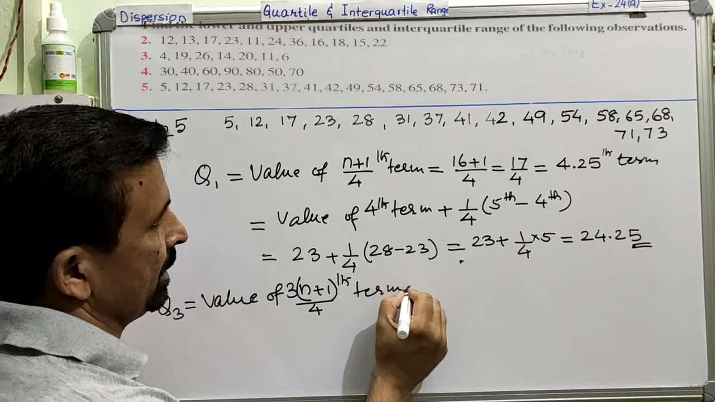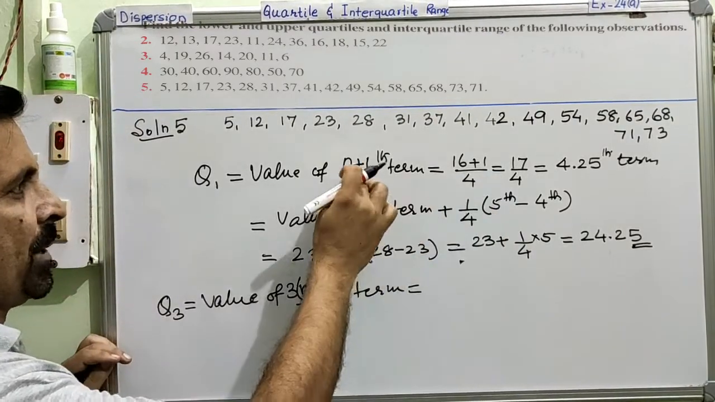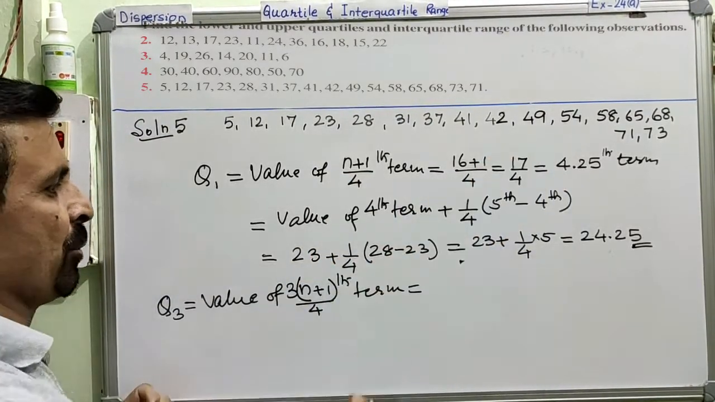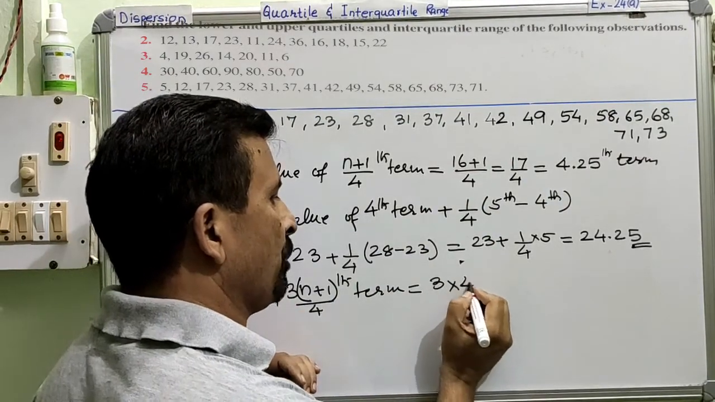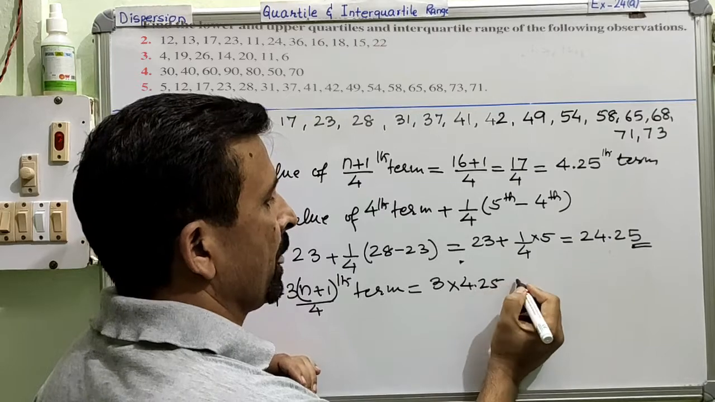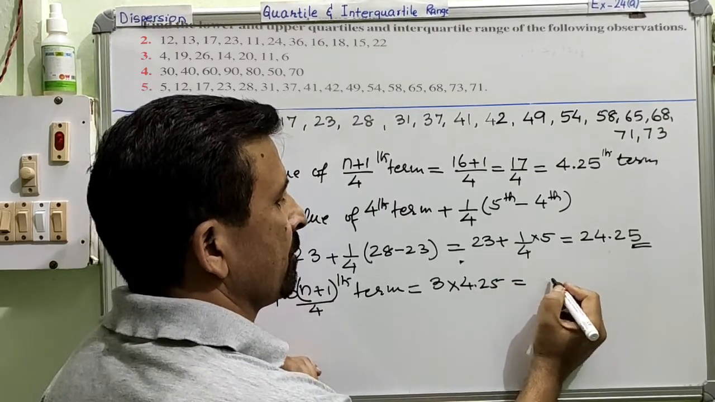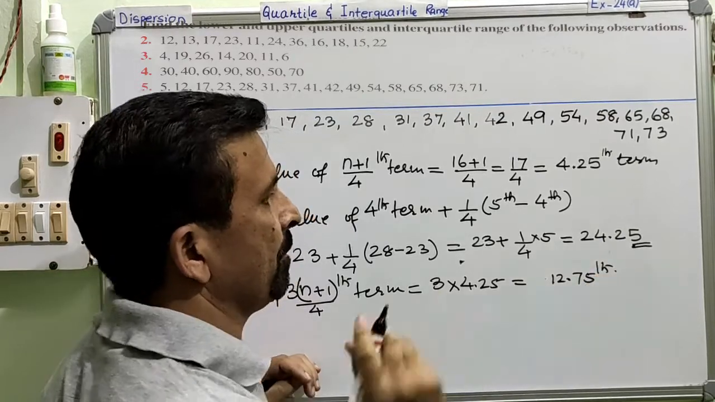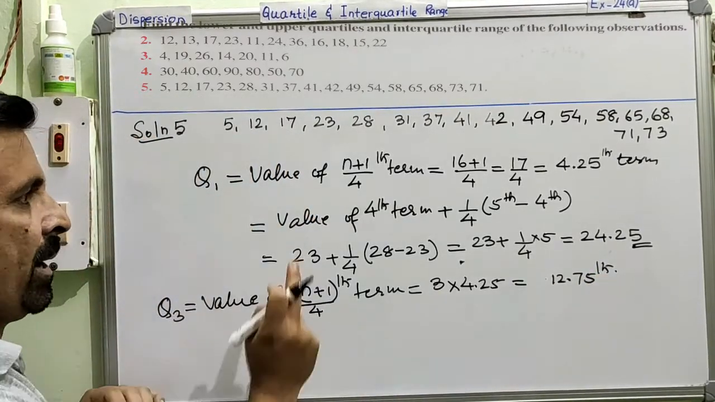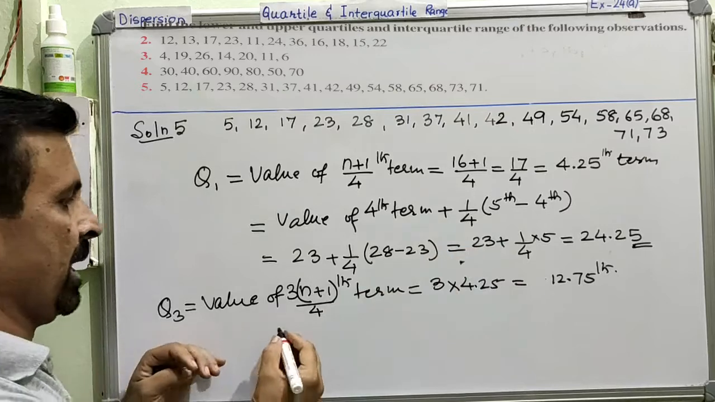4th term is equal to, for this n plus 1 divided by 4 you have already calculated 4.25. So just 3 into 4.25 is equal to 12.75. This is the term. Clear? Now this also we have to break and then find out the value.